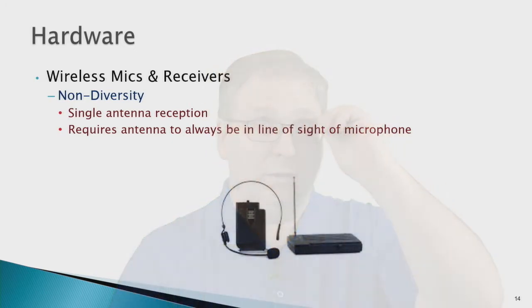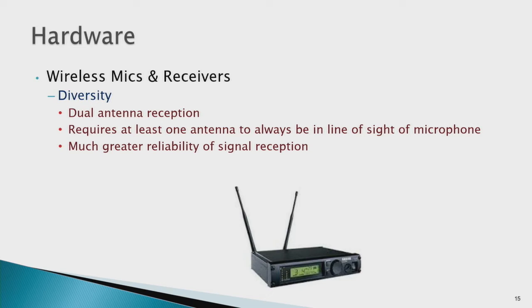And so there are non-diversity systems. When they first came out, they didn't call them non-diversity because there was only the one, a single antenna for reception, and it required that your microphone be line of sight to the receiver. And then they came out with two antenna systems, and they called them diversity because you could have signal reception on one antenna or the other one. Because of that, it gives you a much more reliable reception. In this case, it requires at least one antenna to be in line of sight of the microphone to give you that much greater reliability of signal reception.